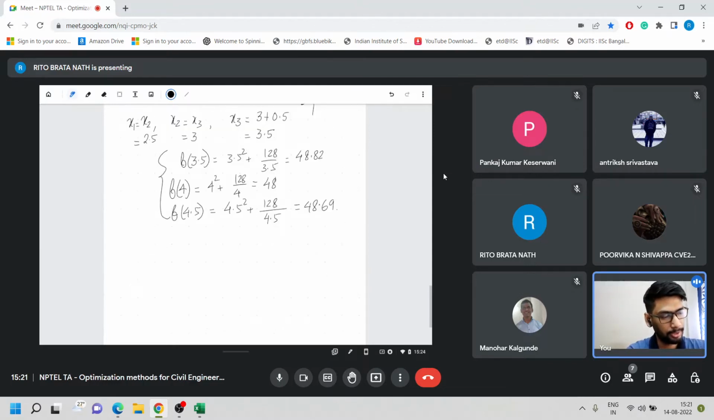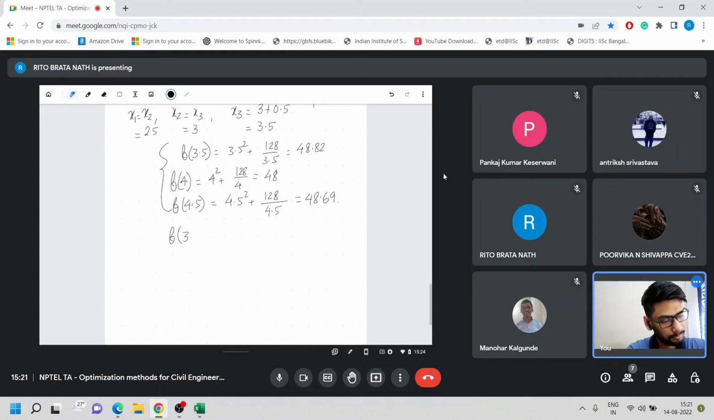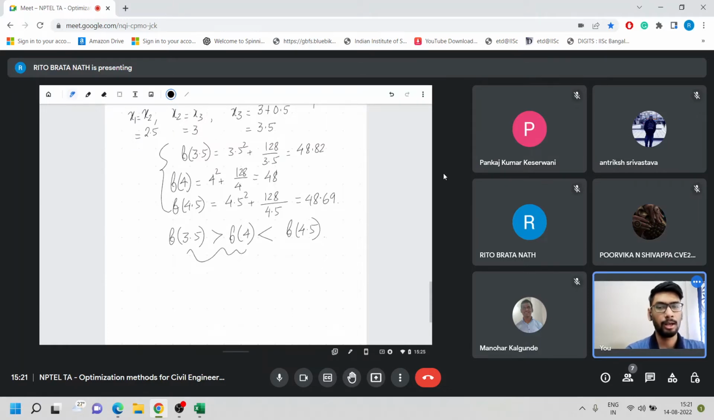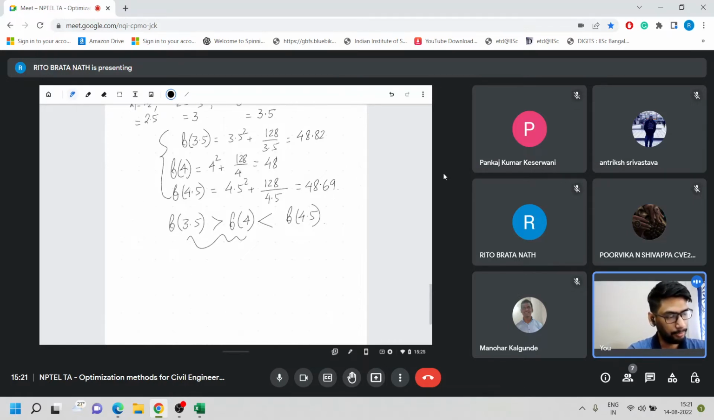So this condition is something. How can you say it's between these two? It might happen that it is around 4.1, 4.2. Why not? So let me give you an example.